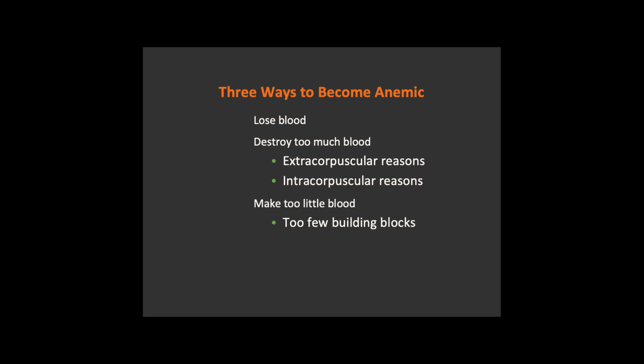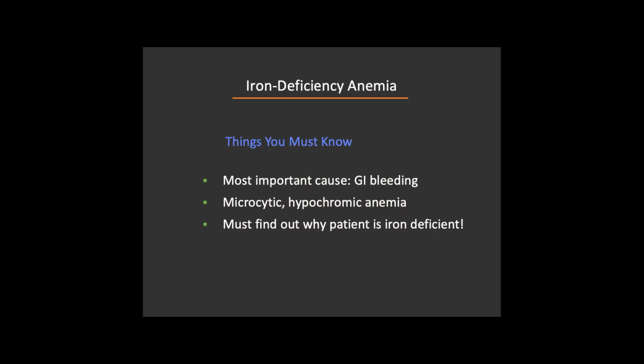So there are 3 ways to become anemic. We talked about losing blood, destroying too much blood, or making too little blood, so too few building blocks. That would also have to do with iron deficiency anemia. And things that you should know about this: the most important cause is a gastrointestinal bleed. The red blood cells are microcytic and hypochromic, leading to that type of anemia.